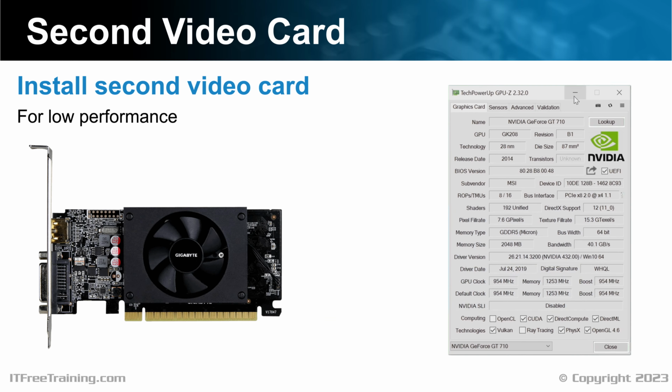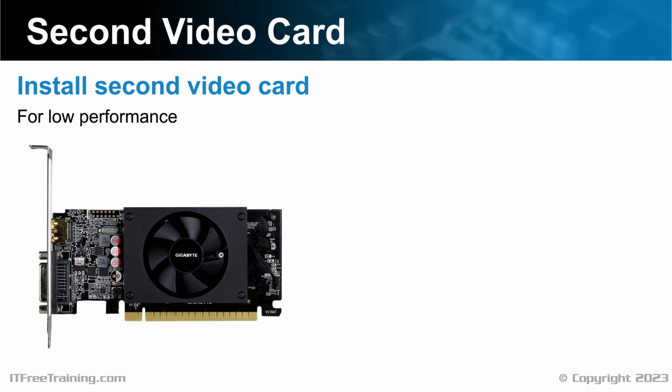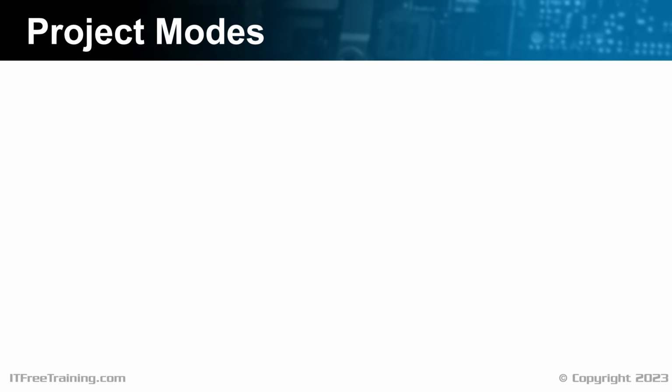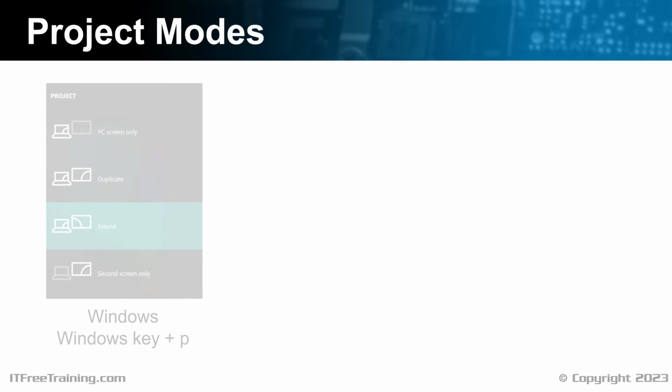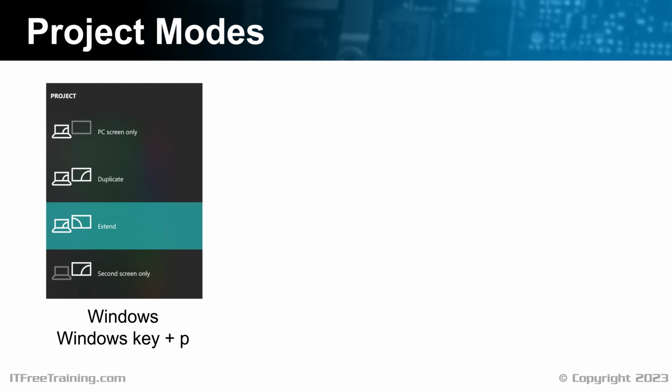Now that we have had a look at some of the hardware that you can use for 2 displays, I will next look at what you can achieve using 2 displays. In Windows, you can quickly change how your second display will be used. This is called project mode, because often this is used when your computer is connected to a projector.